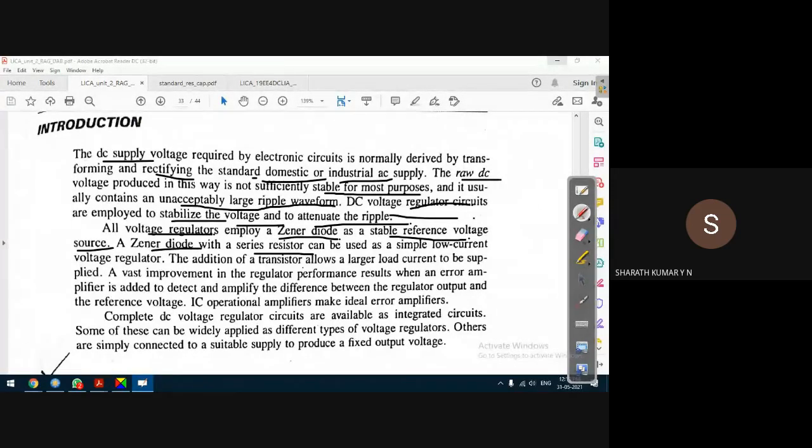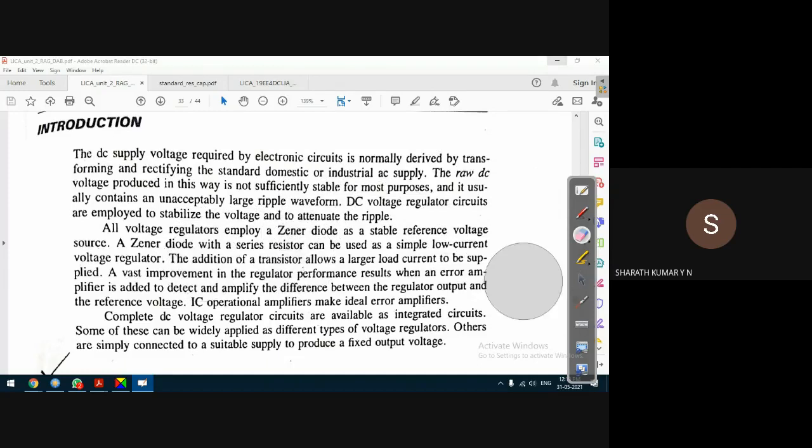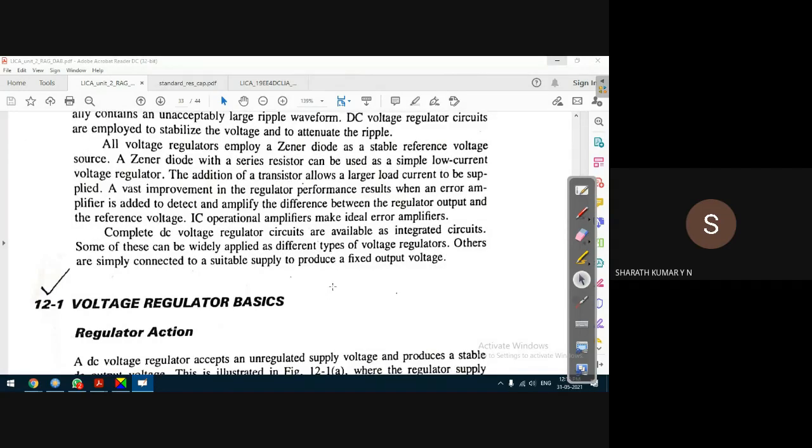A Zener diode with a series resistance can be used as a simple low current voltage regulator. The addition of a transistor allows a large load current to be supplied. When we have a transistor or an op amp, the current can be amplified. A vast improvement in regulator performance results when an error amplifier is added to detect and amplify the difference between the regulator output and the reference voltage. We'll discuss this in detail.